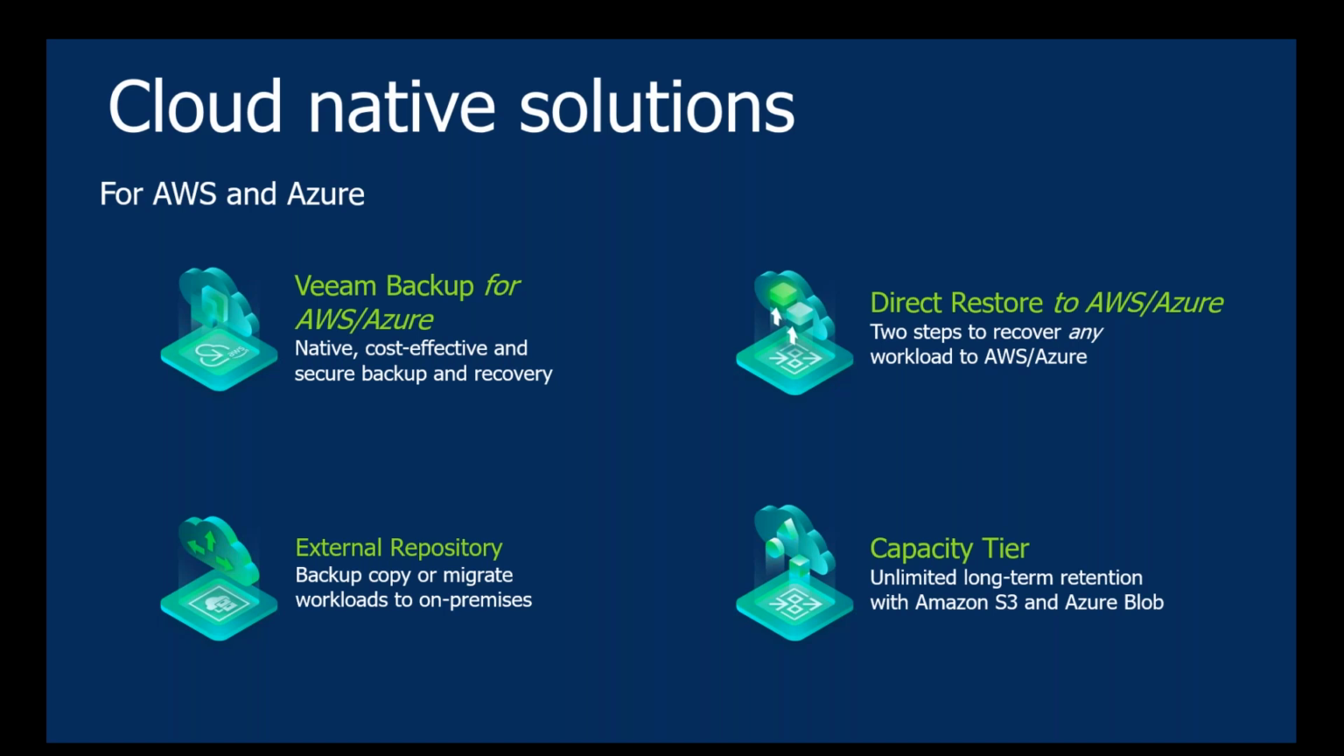And there are some examples, of course, of intercloud backups and replication. So that's why I'm mentioning another cloud provider. A backup copy or migrating workloads to on-premises is also a possibility via an external repository. And unlimited long-term retention is available via the native Amazon S3 or Azure Blob solutions.